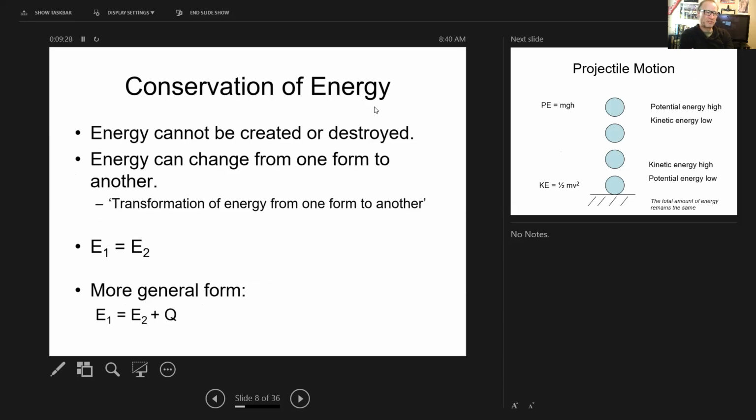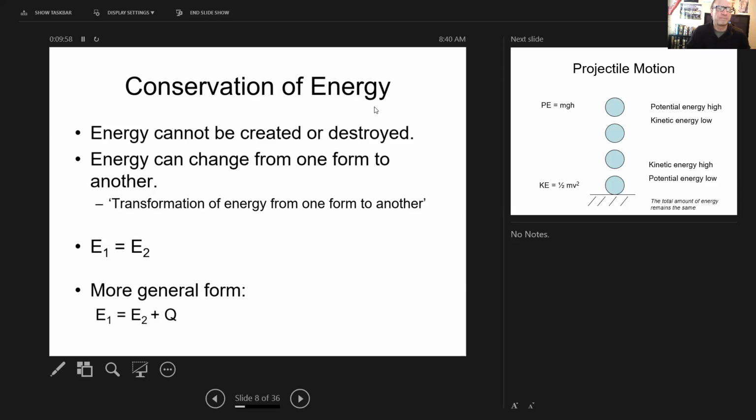Well, that transformation of energy from one form to another is really the basis of using energy to solve movement problems. Now, I guess you could start thinking philosophically: if energy can't be created or destroyed, how did the universe ever get created? But that's a whole other topic. All right. But we do have this math concept that energy cannot be created or destroyed.